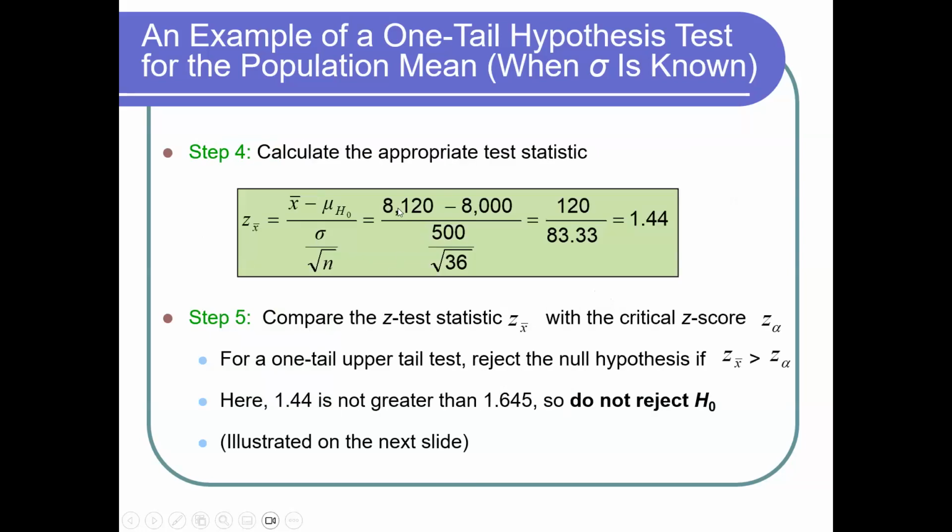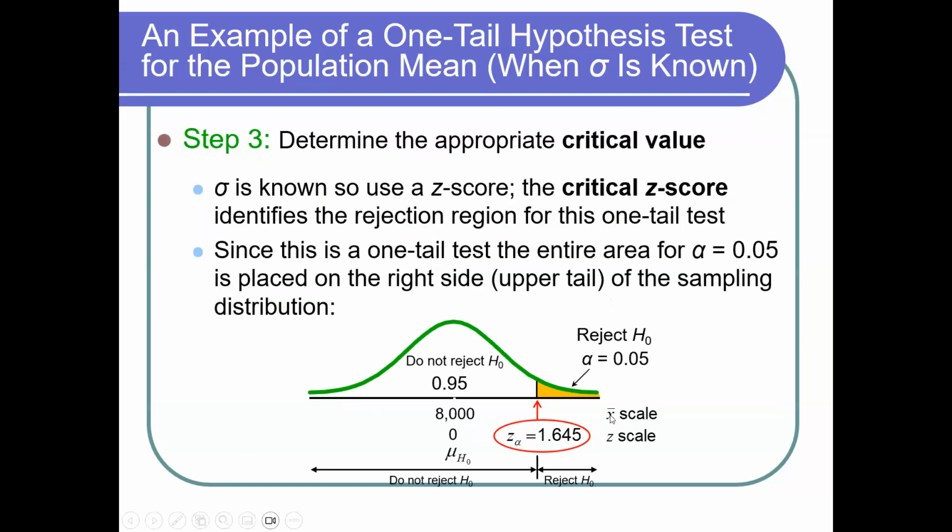So this is 8120 minus 8,000 divided by 500 divided by 6. So we have 120 divided by 83.33. So z is 1.44. Okay, so if you go back here, 1.44 will be here. So it's in the area where we don't reject the null hypothesis.